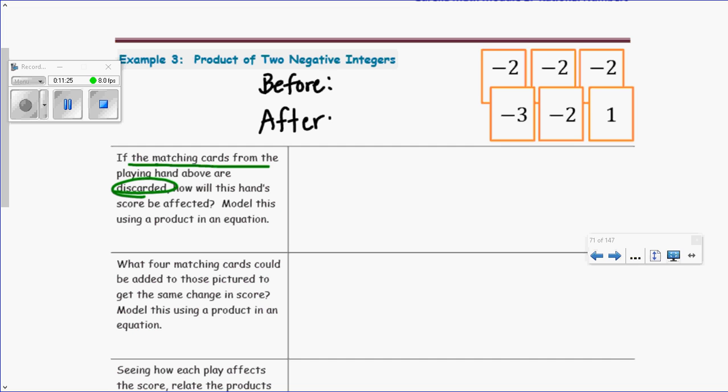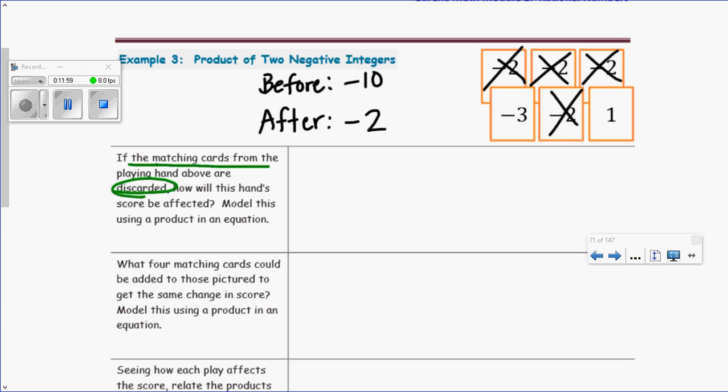So pause the video and figure out what your score would be if you picked up these cards in the integer game. Okay, ready, set, go. Okay, if you went 2 to the left, 2 more to the left, 2 more to the left, 3 to the left, 2 more to the left, and finally 1 to the right, you should land at negative 10. Now pause it again, but this time tell me the score if you get rid of all of those. This one should be quicker because now you only have 2 cards left. Okay, did you get negative 2?